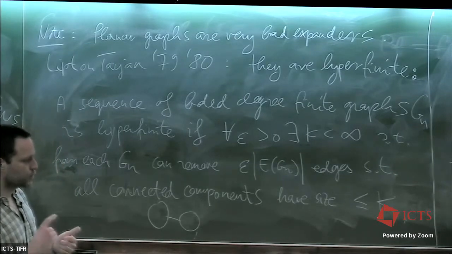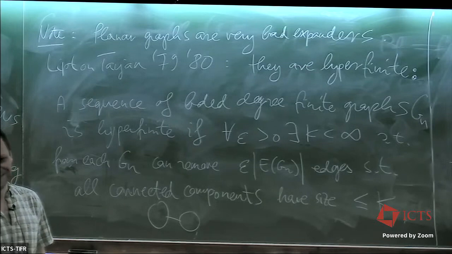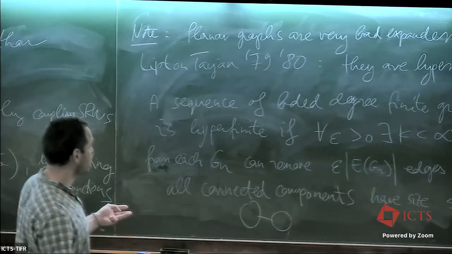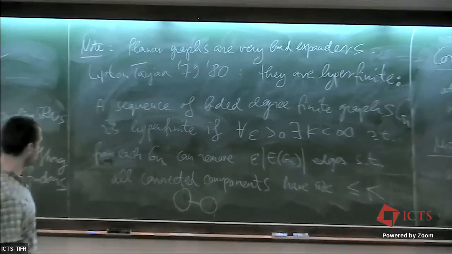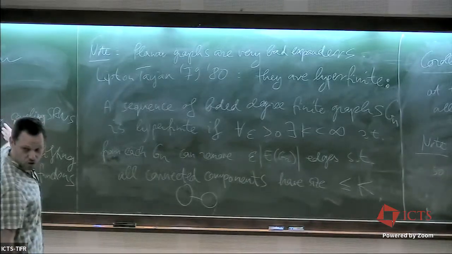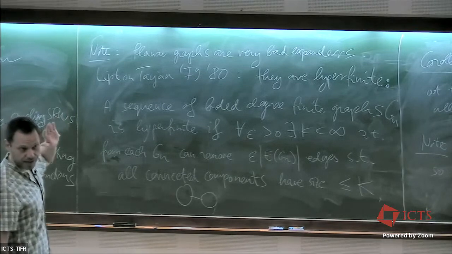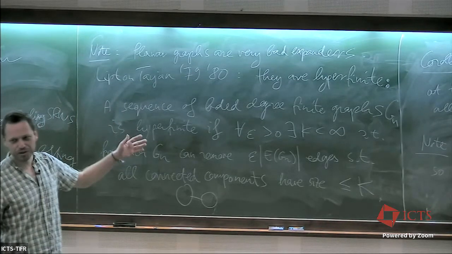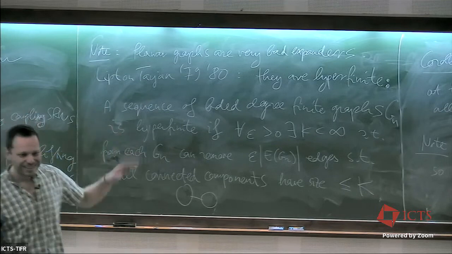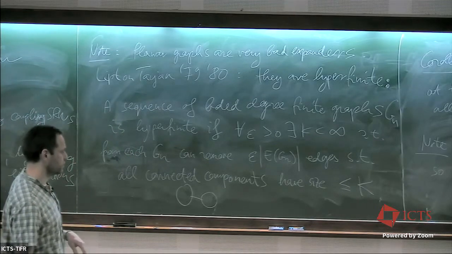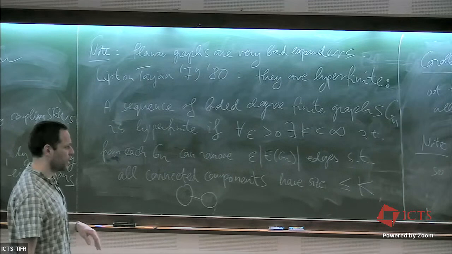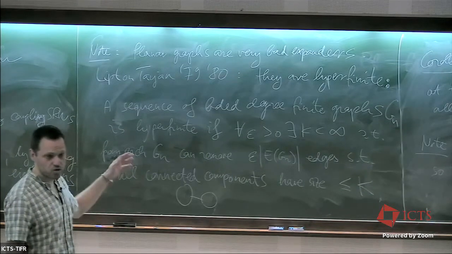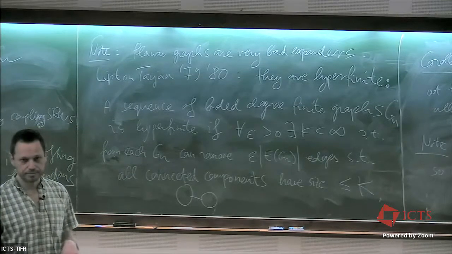So tomorrow I will define Kazhdan groups in three different ways. One will be reminiscent of the spectral definition, and one will be reminiscent of the isoperimetric definition. Maybe I will skip the third one due to time. Then we will construct expanders, and then we do percolation on Kazhdan groups. That's the plan.